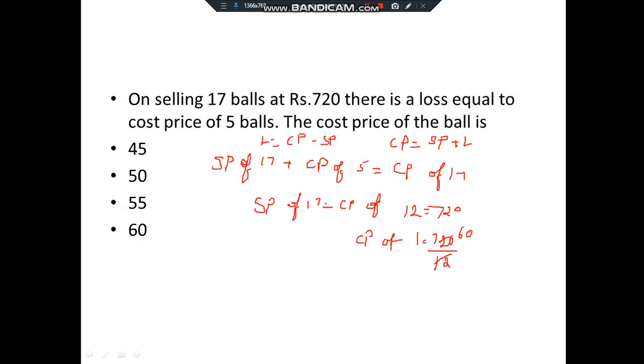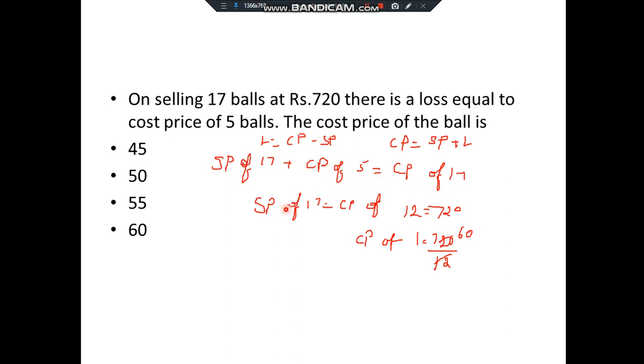A similar question. On selling 17 balls at rupees 720, there is a loss equal to the cost price of 5 balls. The cost price of the ball is? So we know loss is equal to CP minus SP. We need CP, so CP is equal to SP plus loss. So SP of 17 balls plus loss, which is equal to cost price of 5 balls as they have given, so CP of 5 plus SP of 17 is equal to CP of 17.